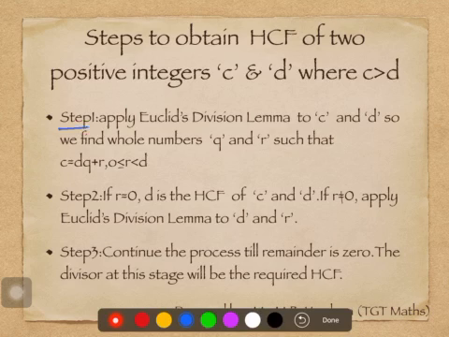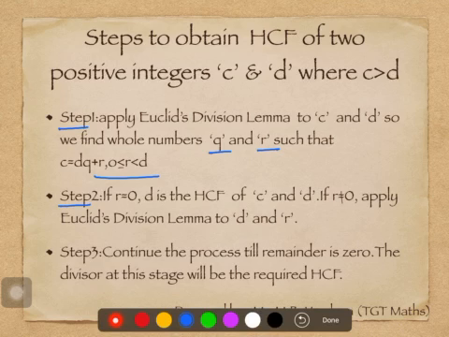Now step 1. Apply Euclid's division lemma to C and D. First of all, we have to apply Euclid's division lemma to the positive integers C and D. So we find whole numbers Q and R such that C equals DQ plus R. Here Q and R are whole numbers with the condition 0 is less than or equal to R, which is less than D.